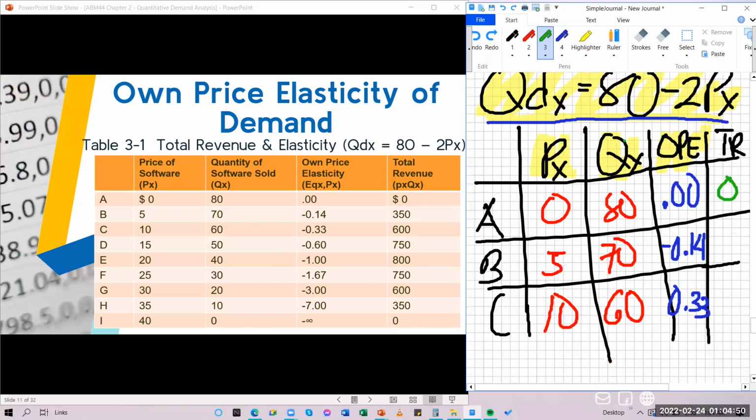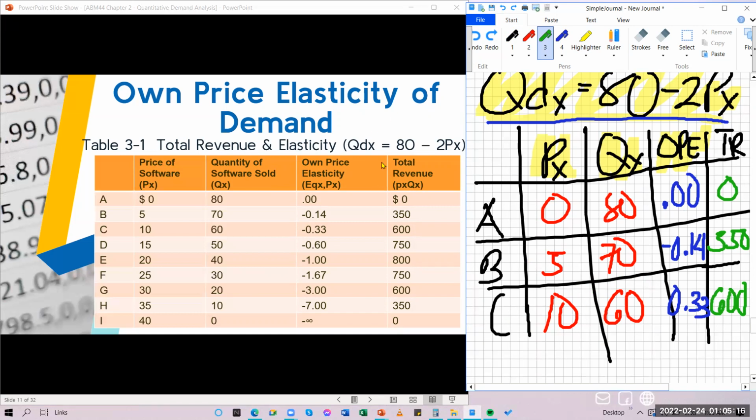Okay. Again, you multiply the price and quantity. 0 times 80 is 0. 5 times 70, we have 350. So it goes the same with our graph. How about 10 times 60? So it's clear, it's obvious. The answer is 600. Okay. So that is how you will complete a given example.